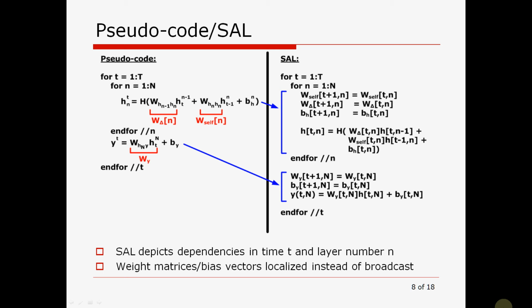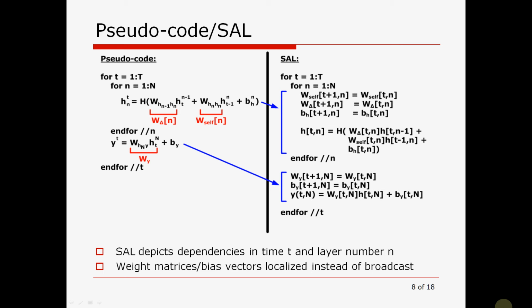So first off, before we discuss the implementation on the FPGA, it's useful to understand how we got there. And to do that, we should understand how the RNN works from an algorithm perspective. On this slide, I'm showing both the pseudocode on the left as well as the single assignment language, or SAL, on the right.